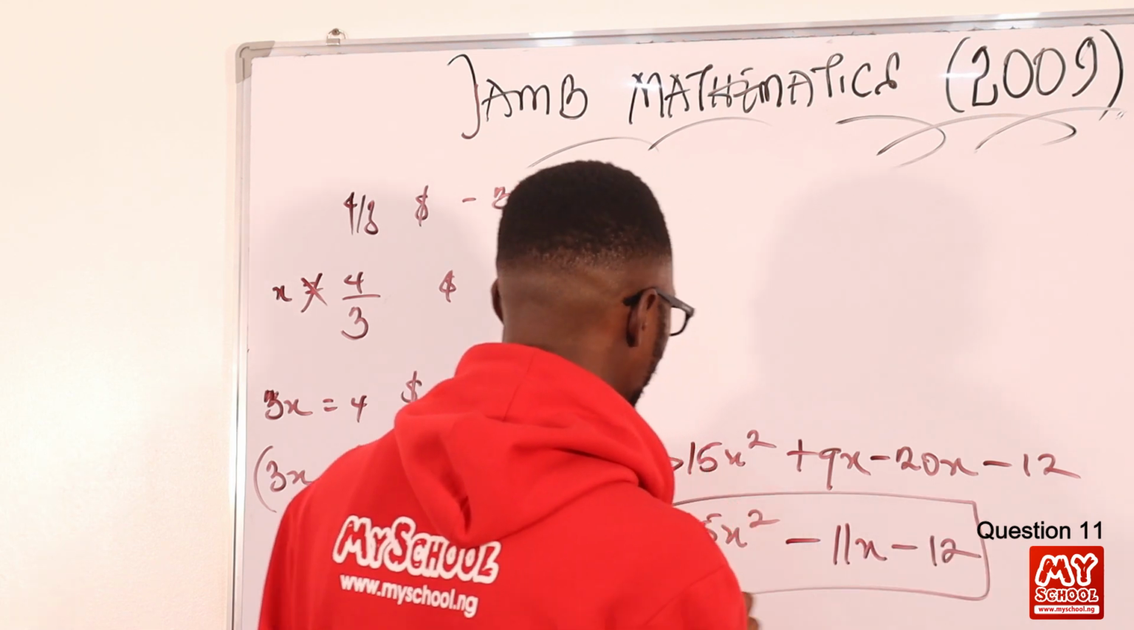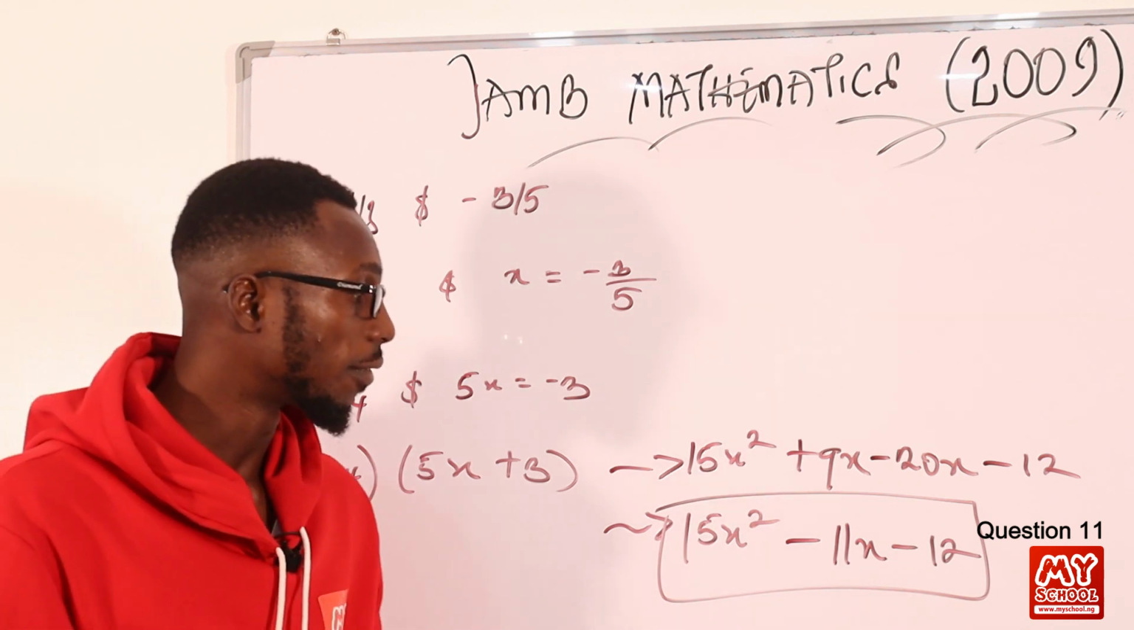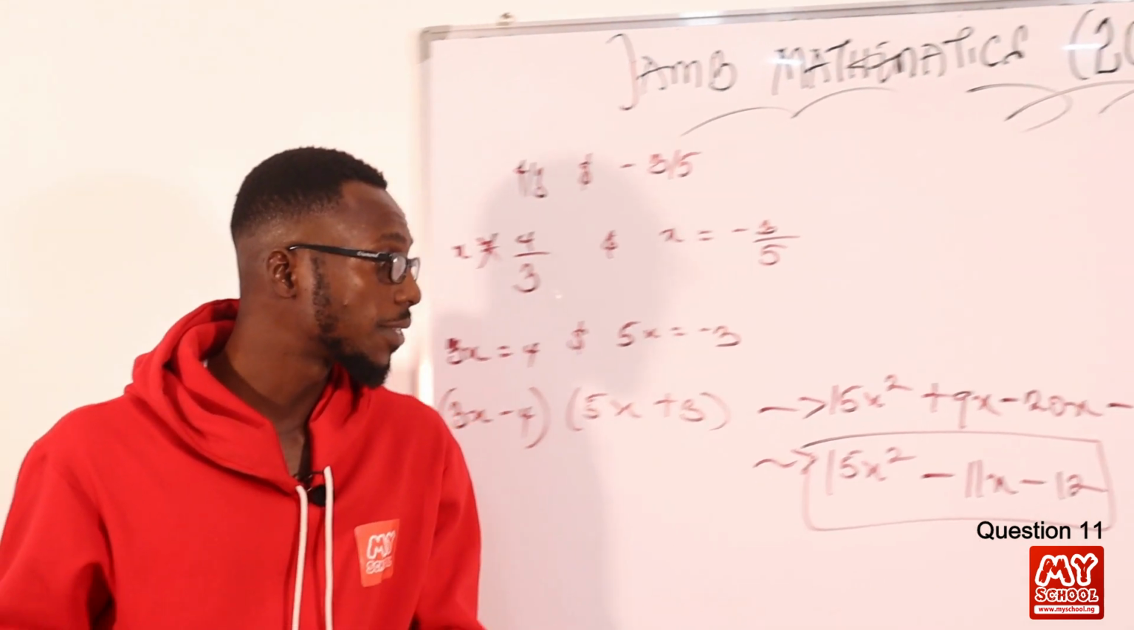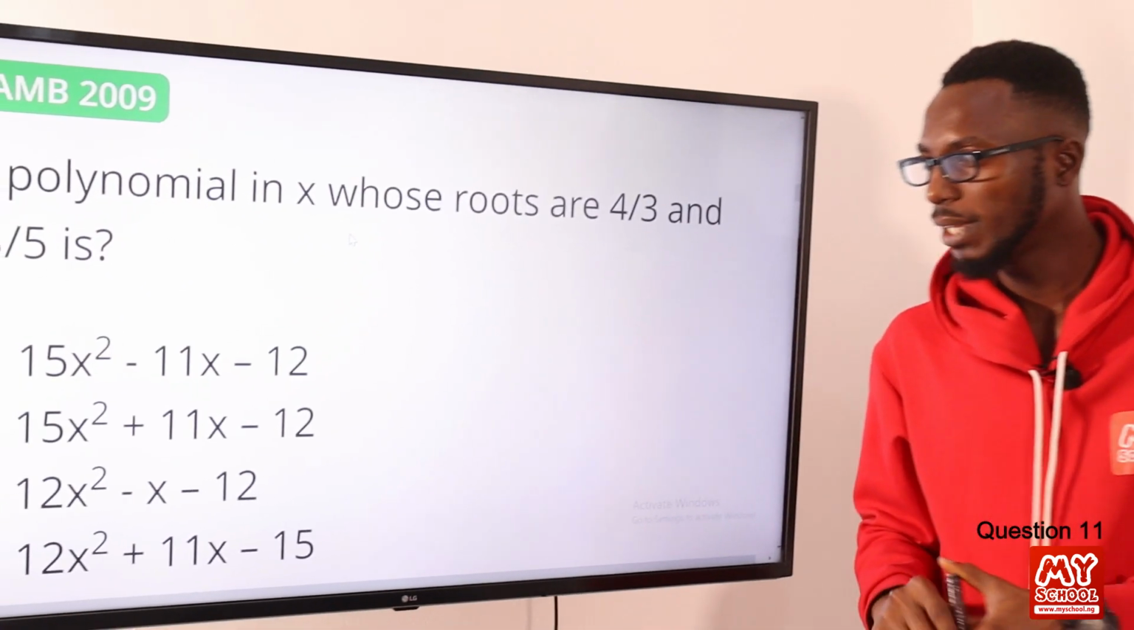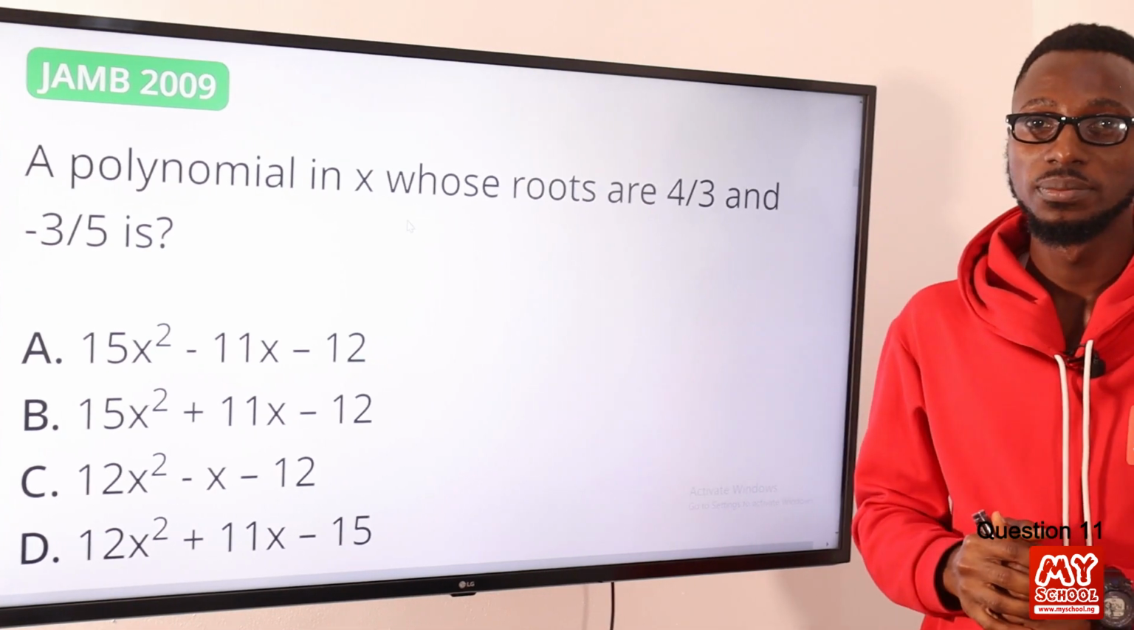So this is the polynomial whose roots are 4 over 3 and minus 3 over 5. So let's sort that out: 15x squared minus 11x minus 12. Yeah, I can find that in option A. So option A is the valid option.